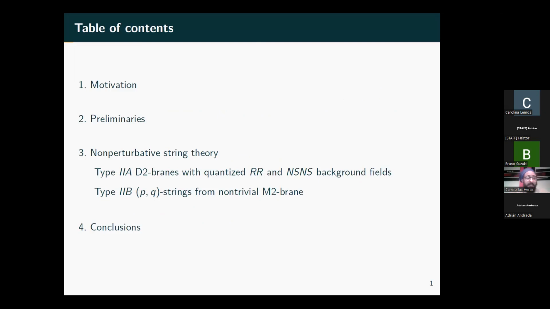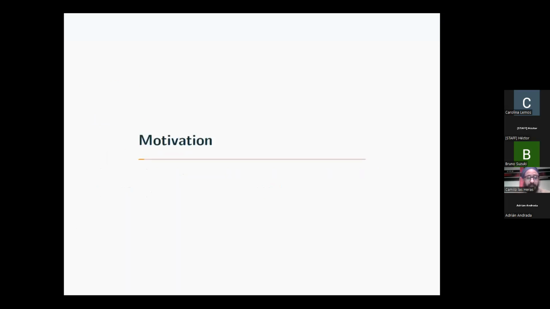The outline of this talk: I will start giving a brief motivation of why we are talking about this. Then, in the preliminaries, I will talk about some basic stuff about M2 branes and some improvements that have been recently made on the identification of non-trivial sectors of M2 branes. In the third part of the talk, I will talk about the identification of sectors or objects of a string theory that may be related with these non-trivial M2 branes and its repercussions. At the end of the talk, I will give some conclusions.